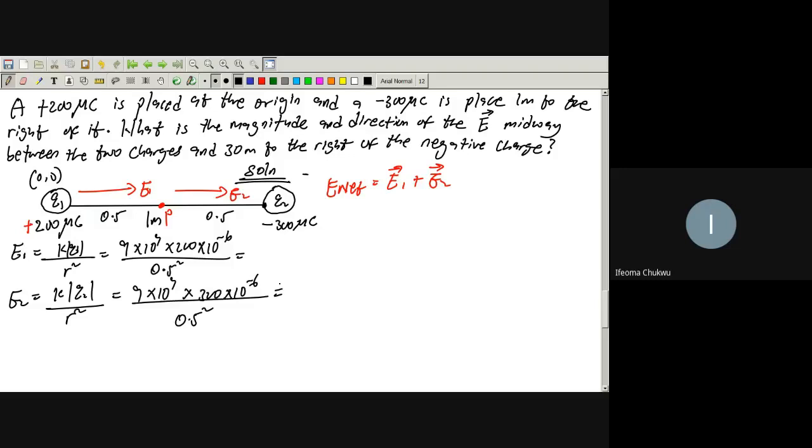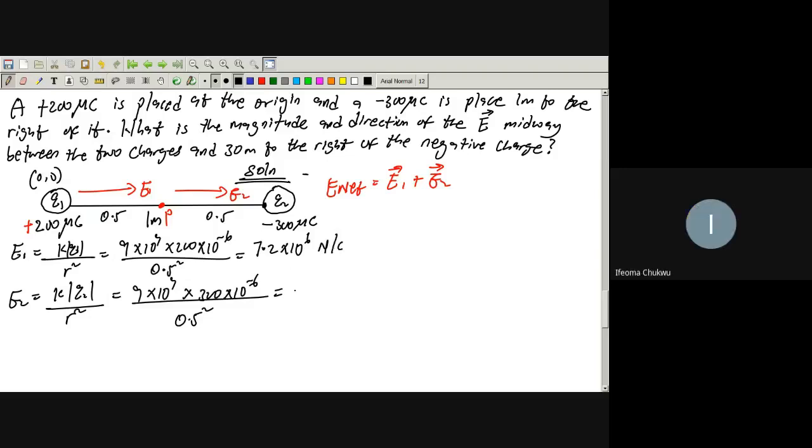The first one, I think it's 7,200,000. Do it in standard form. That's 7.2 times 10 to the power 1, 2, 3, 4, 5, 6. So 7.2 times 10 to the power 6 newton per coulomb.